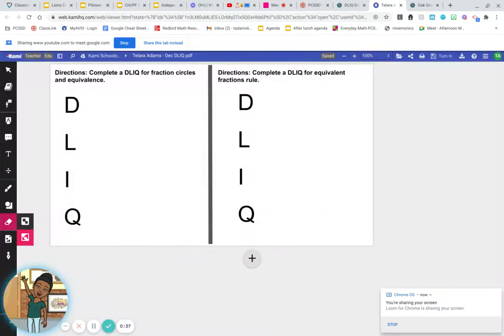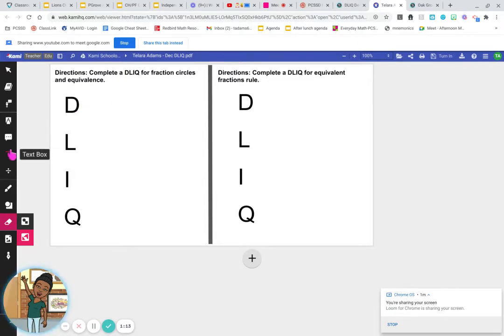Once the assignment loads, you will notice right away there are two sides for a DLIQ. For today, we are only completing one side, and that is the DLIQ for fraction circles and equivalents. This is where we learned how to share equally, whether it was quesadillas or pizza. We used our fraction circles to show equivalence, or things were equal.